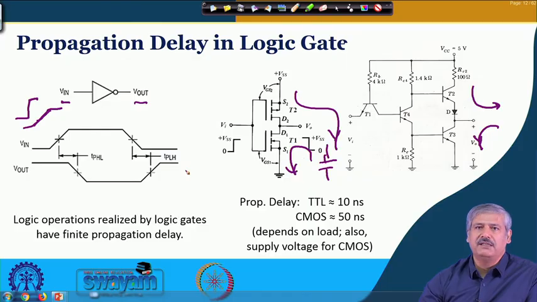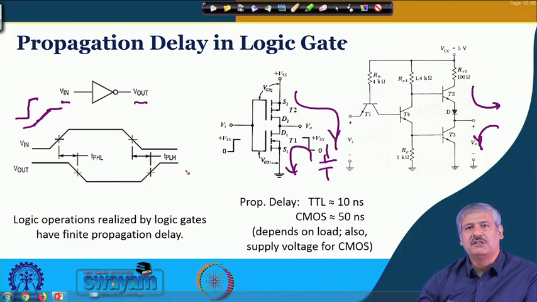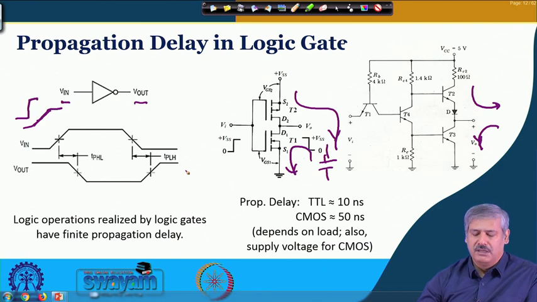but average propagation delay is taken as you add them up and then divide by 2, and for TTL it is of the order of 10 nanosecond. CMOS for same 5 volt circuits like that of TTL it is of the order of 50 nanosecond, but it depends on load, and also for CMOS if you increase the voltage level to say 10 volt instead of 5 volt, it will become say 30 nanosecond of that order. But there is a finite propagation delay which is to be noted in this particular discussion.